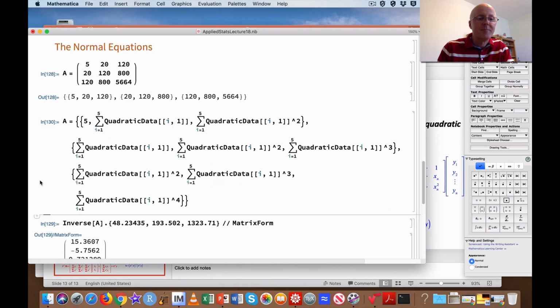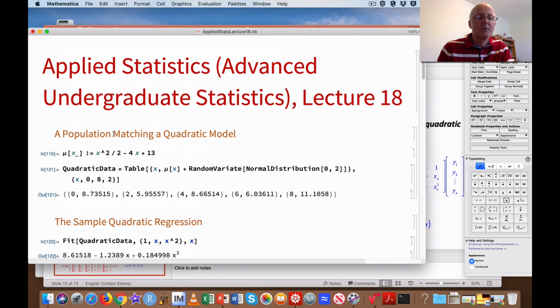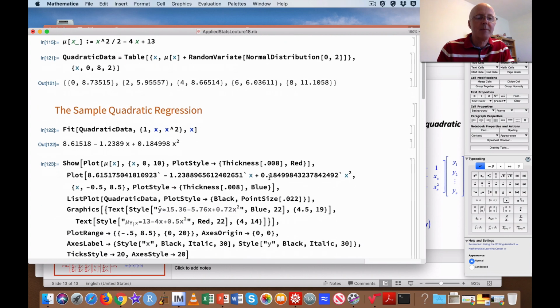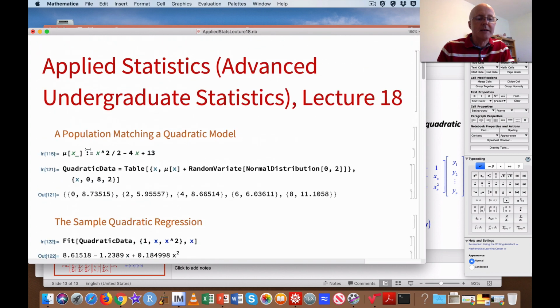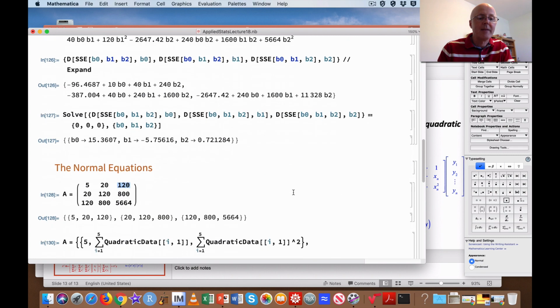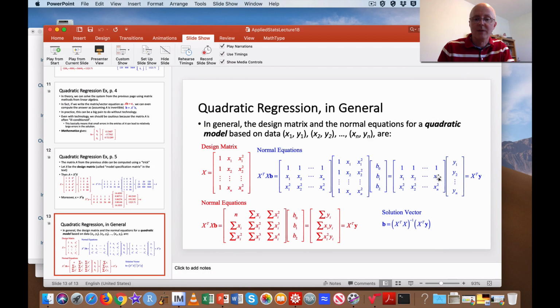The Mathematica here. This is the matrix. For example, 5 is, let's see, that is n. N is 5. The 20 is the sum of the x's, which would be 0 plus 2 plus 4 plus 6 plus 8 is going to be 20. Yep, double check that in my mind. The 120 is the sum of the x squareds. So take 0 squared plus 2 squared plus 4 squared plus 6 squared plus 8 squared. That's going to be 0 plus 4 plus 16 is 20 plus 36 is 56 plus 64 brings you up to 120. And that's the number that you see here and also here. Okay, you can check the 856.64 as well.